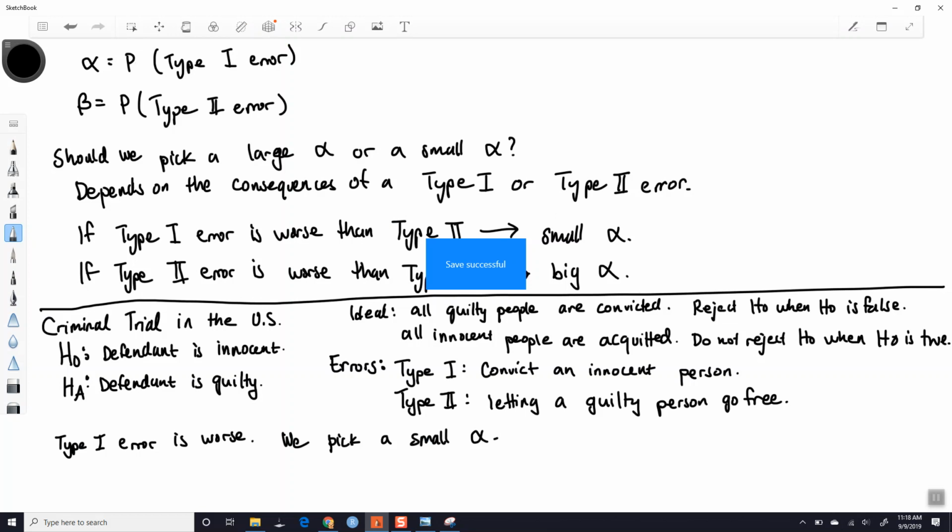And they actually say this in trials, at least what I've seen on TV. They don't tell the jury, use a small alpha in your decision making, but they do say something along those lines. What do they say? Here's a phrase: beyond a reasonable doubt. So what do they mean by beyond a reasonable doubt?